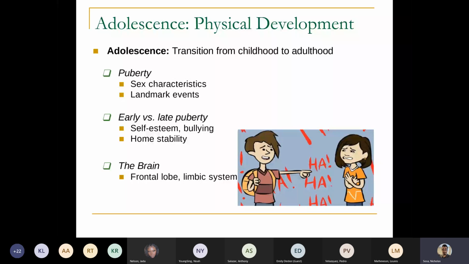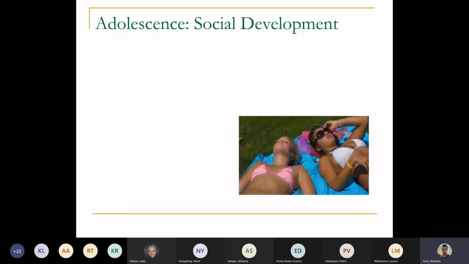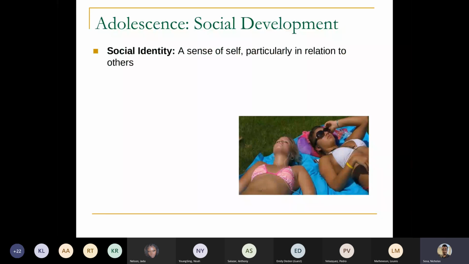Okay. So yes, we do see a lot of rapid physical changes in the teenage years. And because a lot of these rapid physical changes are very noticeable to other people, we find that teenagers start becoming increasingly concerned about building their social identity, right? Their sense of self, particularly in relation to other people.